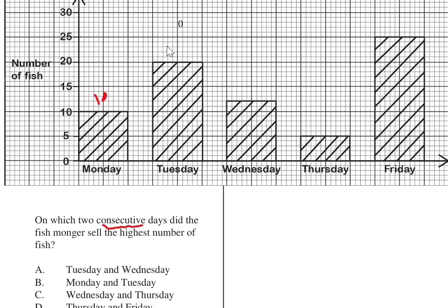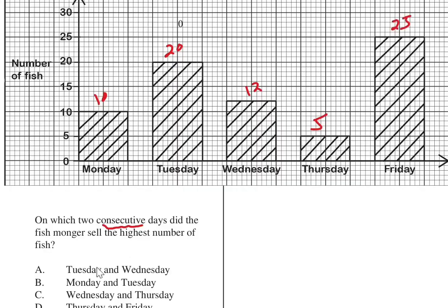Tuesday aliuza 20. Wednesday aliuza ngapi? Iko kwa 1, 2, 3, 4, 5. So yeah, Wednesday aliuza 12. Thursday kauza 5. You can see the height is 5. I hope you are seeing. Friday kauza the highest, 25.